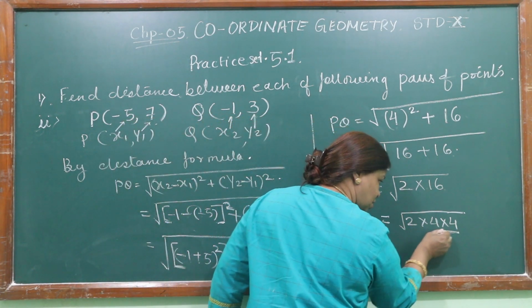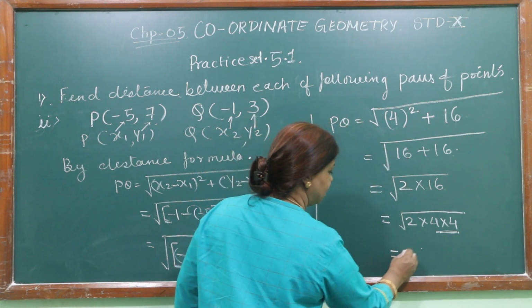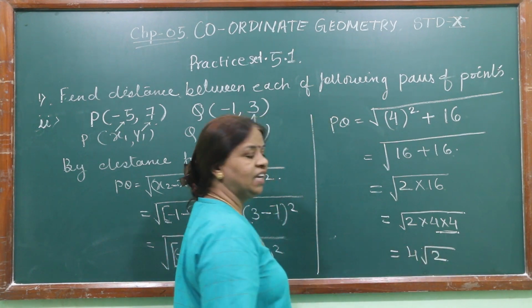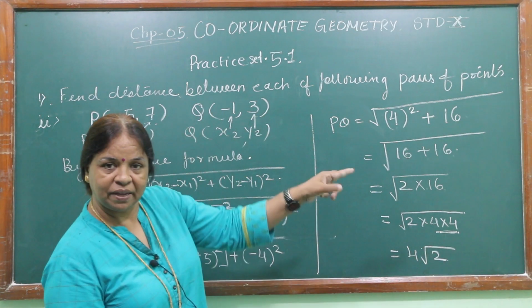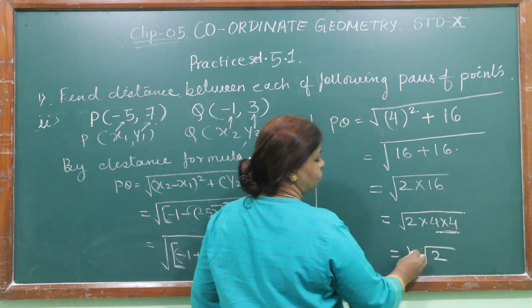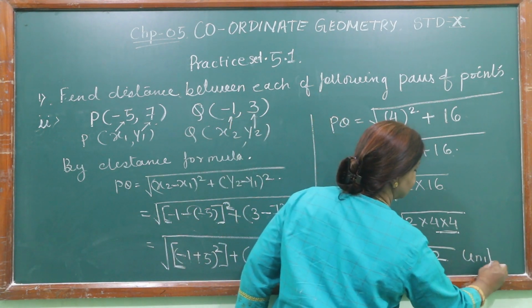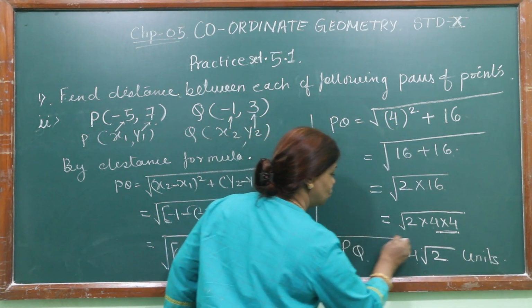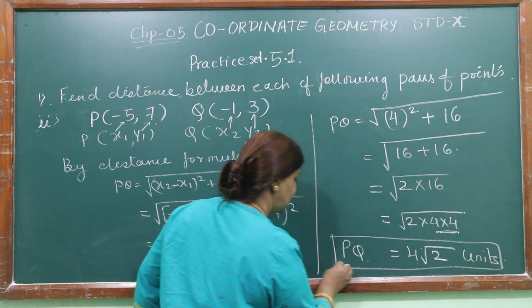Now 4 is 2 times inside the root. We can bring it outside, and inside the root will be 2. 2 is not having any companion, so 2 will remain inside the root. And 4 is along with 4, so it will come out. 4 root 2 units is the length of PQ. Now we will move on to question number 3.